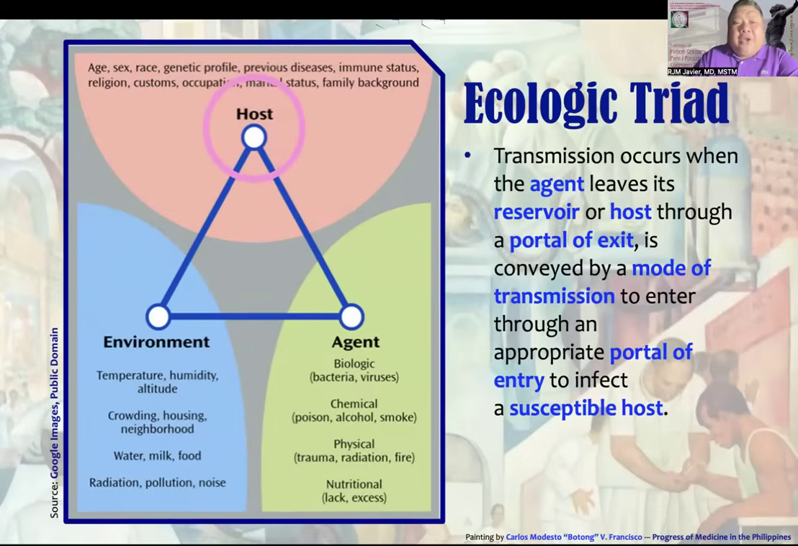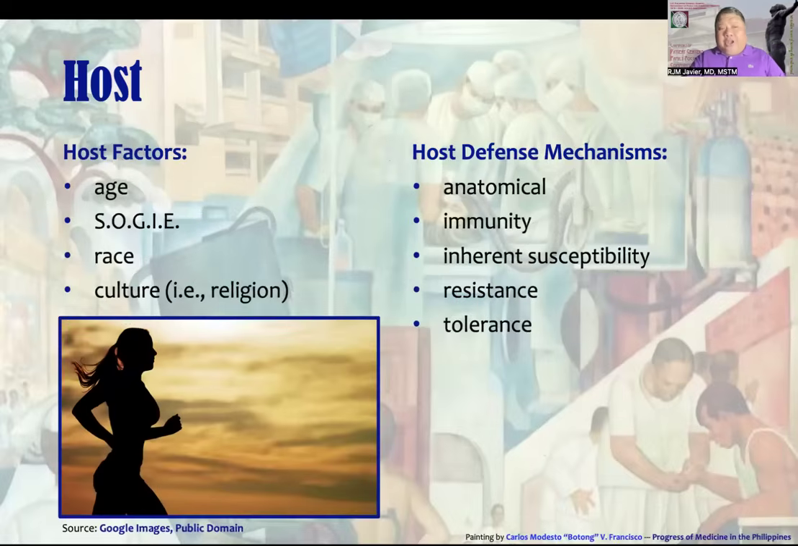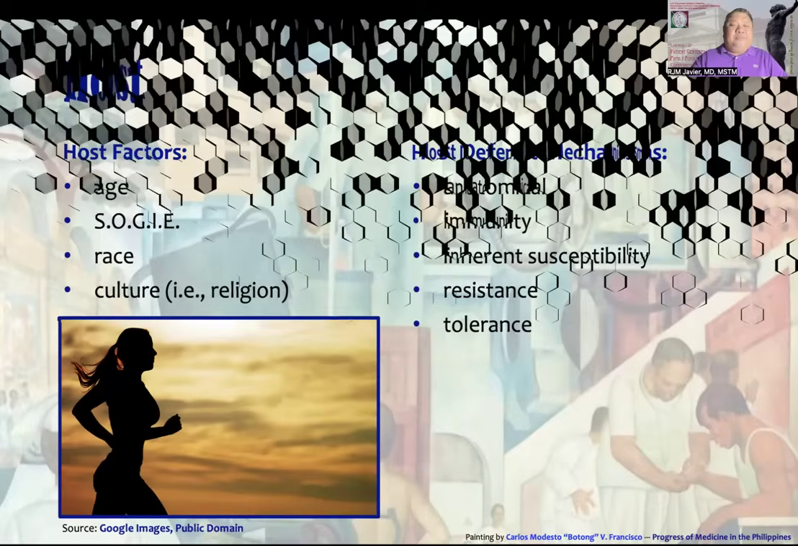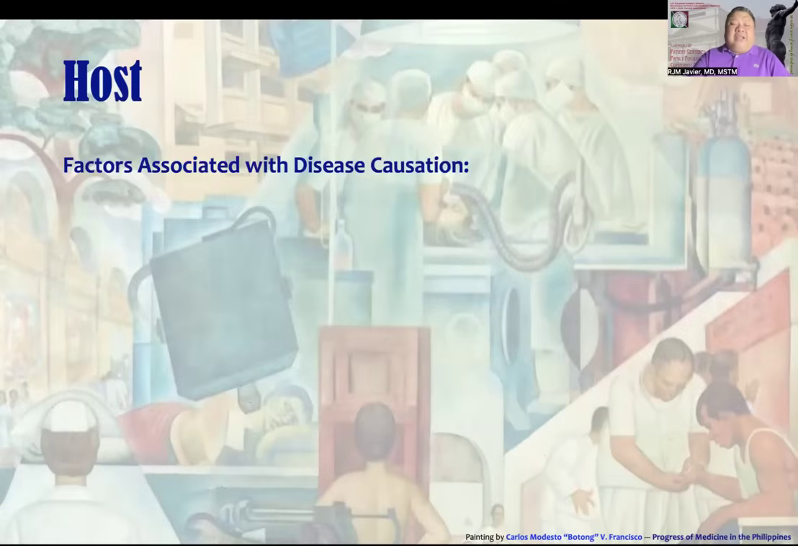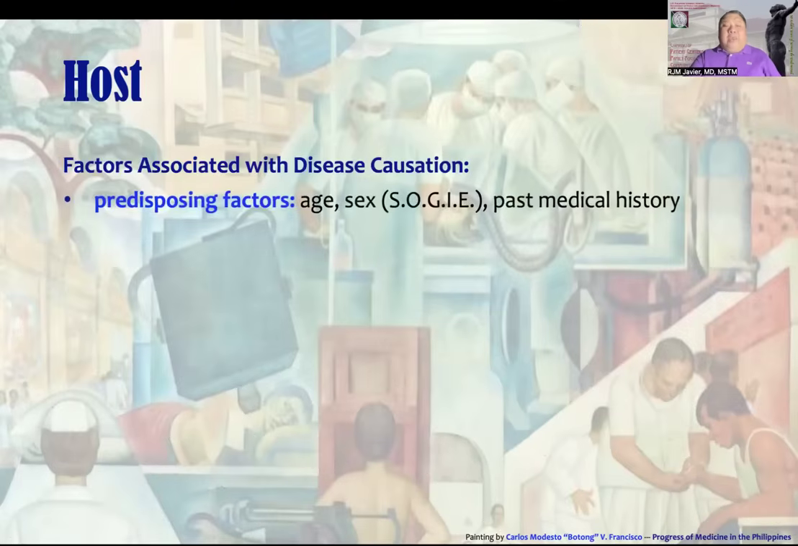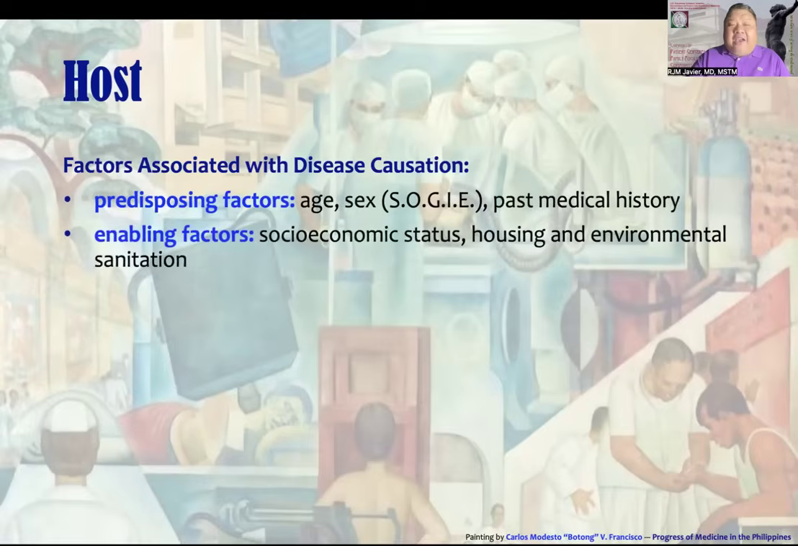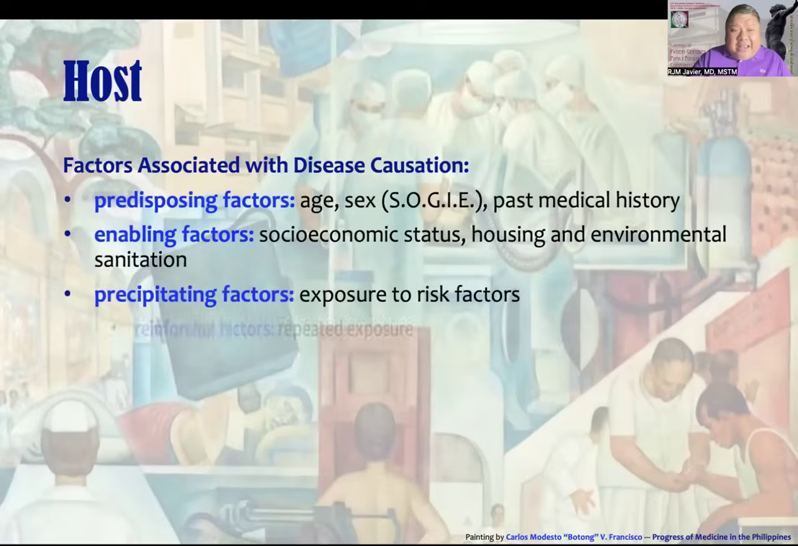We now move to your host. Now, in the host, there are many characteristics that can precipitate disease and illness. Host factors would include age, your sexual orientation, gender identity and expression, race, culture. While your host defense mechanisms would look into your anatomical susceptibility, immunity, inherent susceptibility, resistance, and tolerance. What are the factors associated with disease causation? We have your predisposing factors, you have your enabling factors, your precipitating factors, and you have your reinforcing factors. And we will go over these one by one.